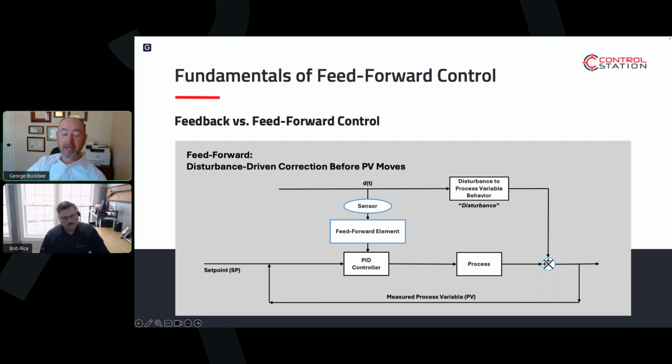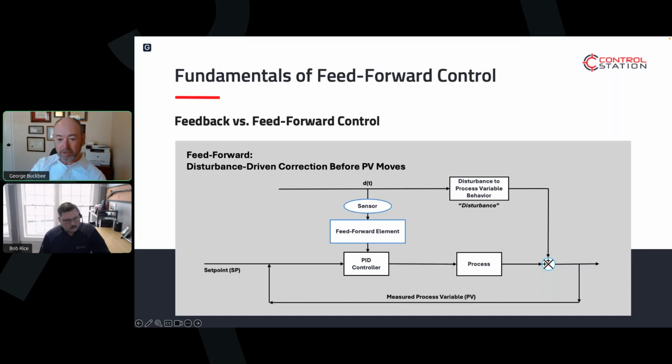It could be reaching a hill as you're driving a car. It could be, if you're maintaining the temperature control in your room, somebody opens a window. It could be, if you're managing a distillation column, somebody changes the feed to the distillation column. It could be any number of types of disturbances that come along and affect your process. And what's different about feed forward rather than just plain feedback is that we will measure that disturbance.